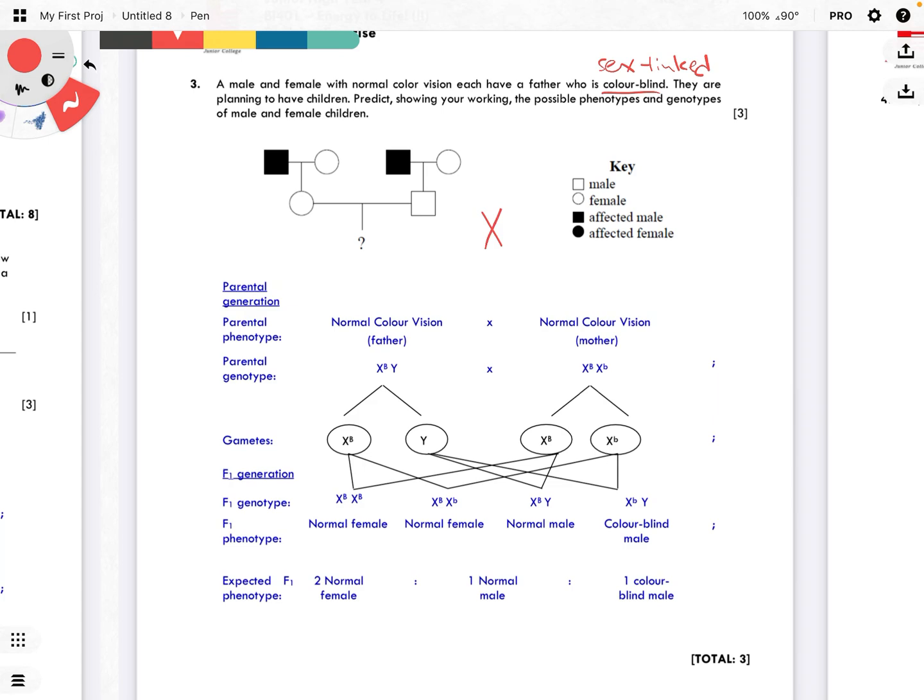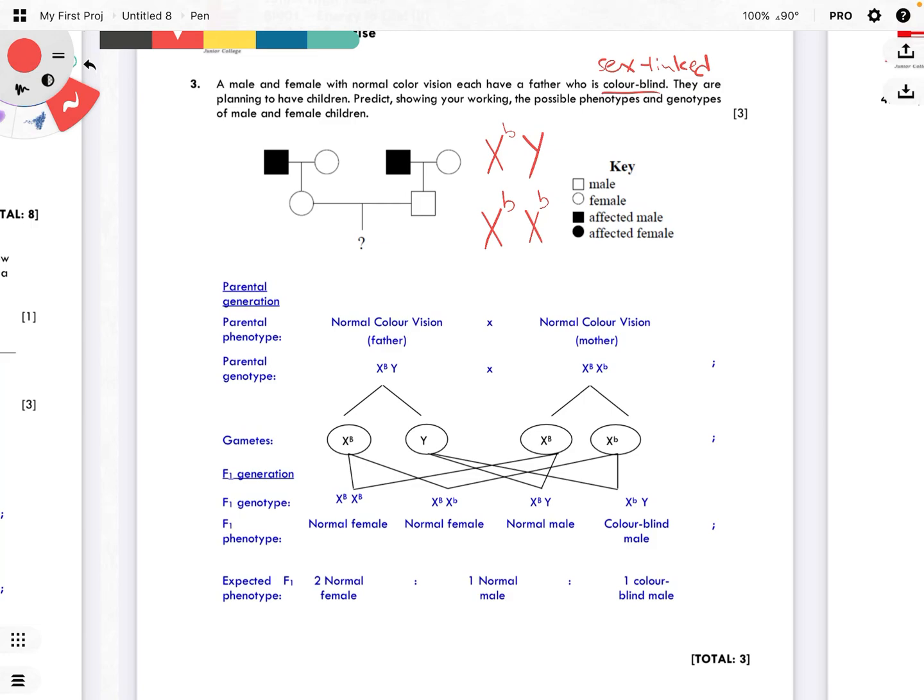Okay, and it is a recessive allele. So you need an individual that is like that for females to be colorblind, or in the case of males, a genotype like that for the individual to be colorblind. So show the possible phenotypes and genotypes of male and female children from these two parents.